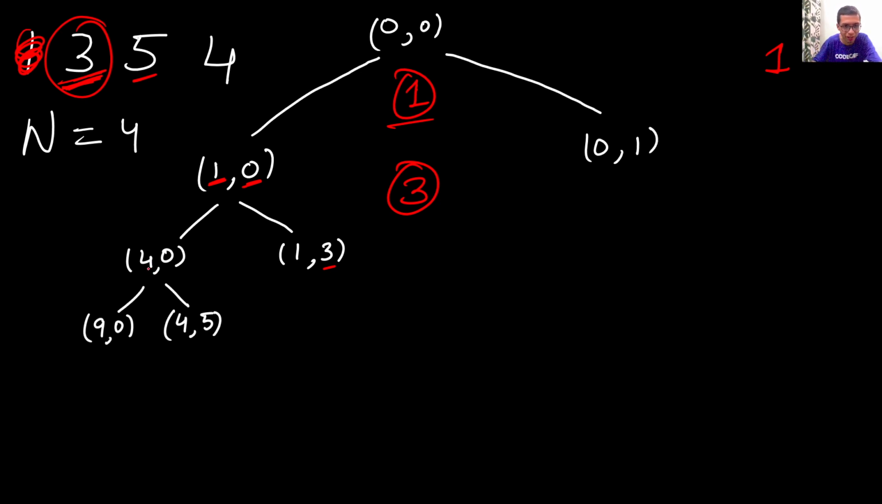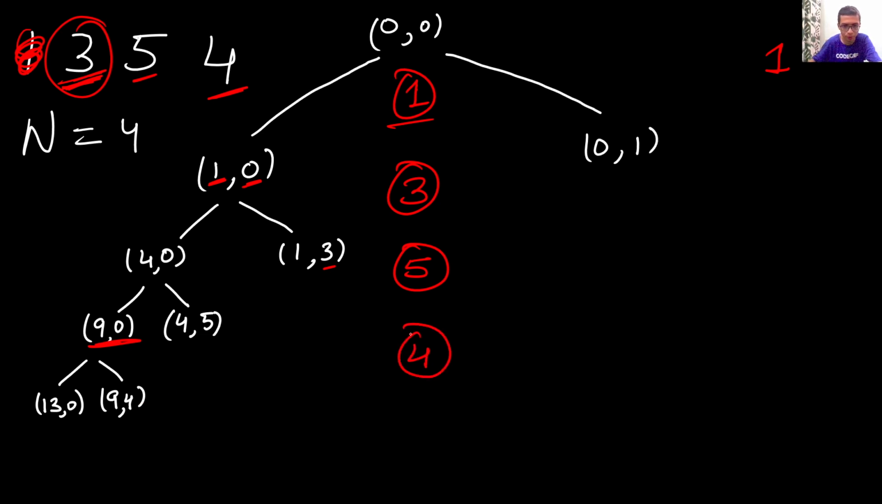So I can add 5 with 4 to form 9, comma 0, and I can add 5 with this 0 to form 5. So this way we will have 4, comma 5, and at this level I used 5, right? So now the only element left is 4. So again, with this 9, comma 0, I'll use 4 on both the sides. So I'll have 13, comma 0 and 9, comma 4, right? And at this level, I used 4.